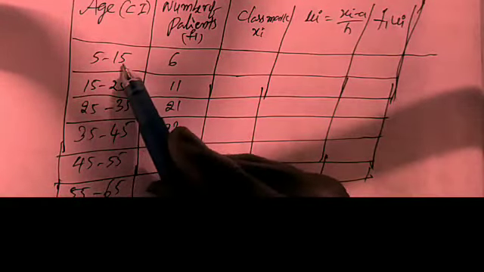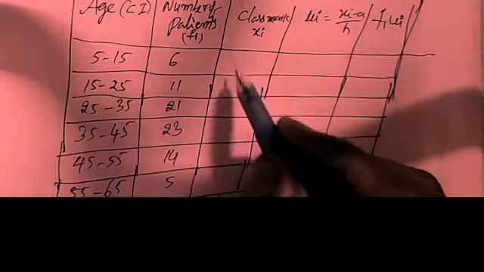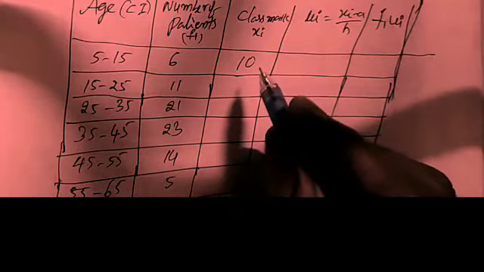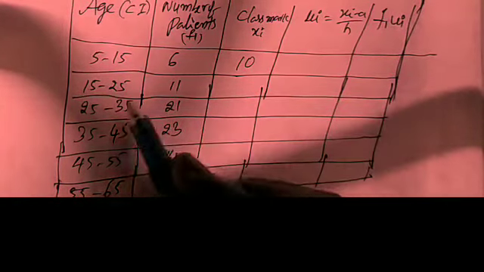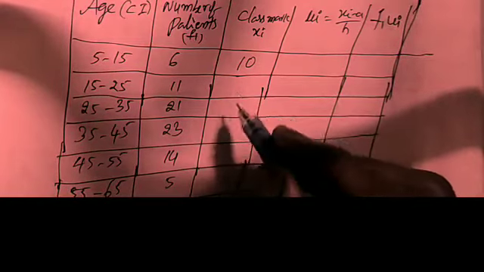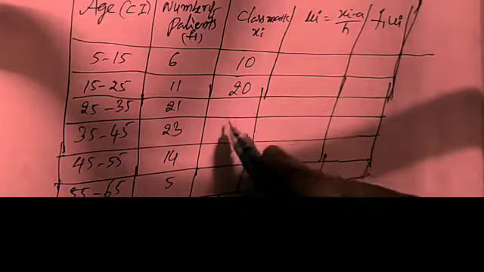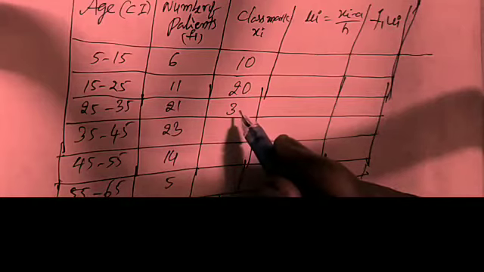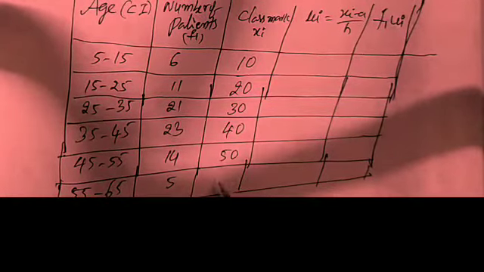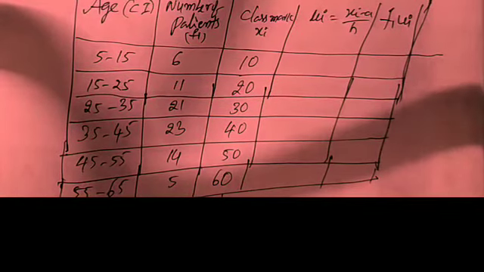So, what is the sum of 5 and 15? It is 20, 20 by 2, that is 10. Next 15 and 25, that is 40, half of 40 is 20. Next 60, that is 30. 80, 40, 150, 120, 60.